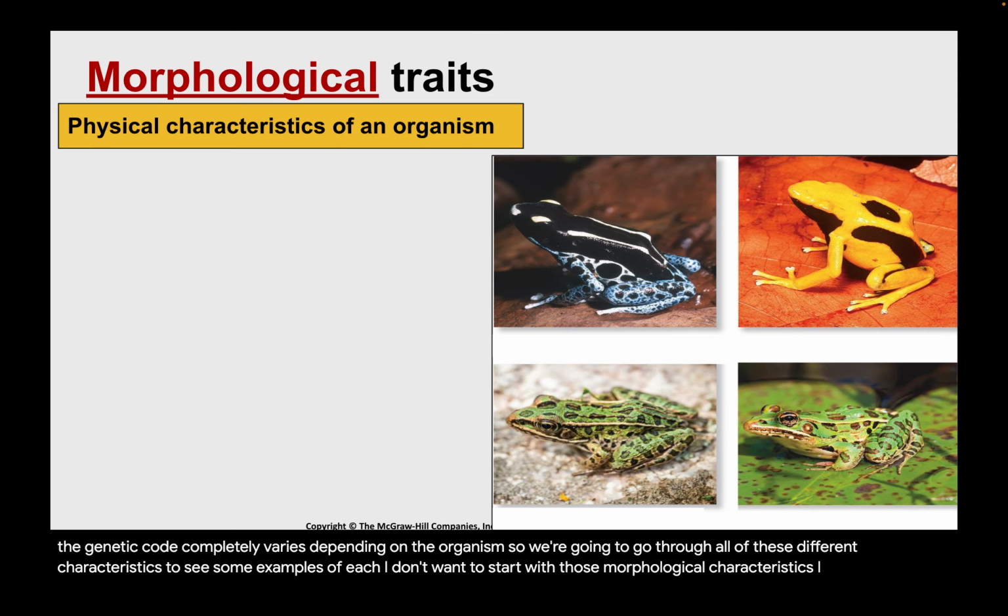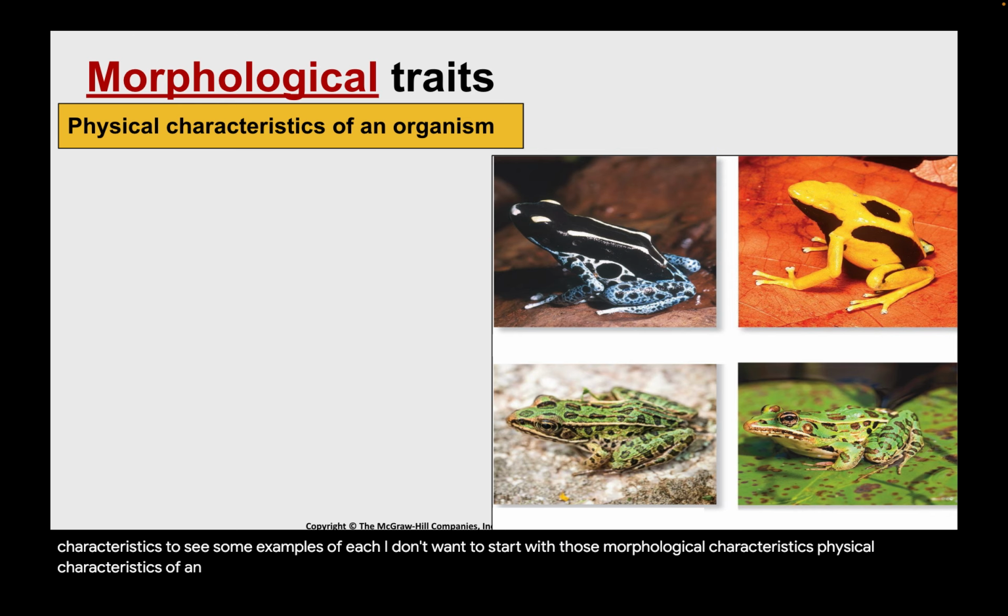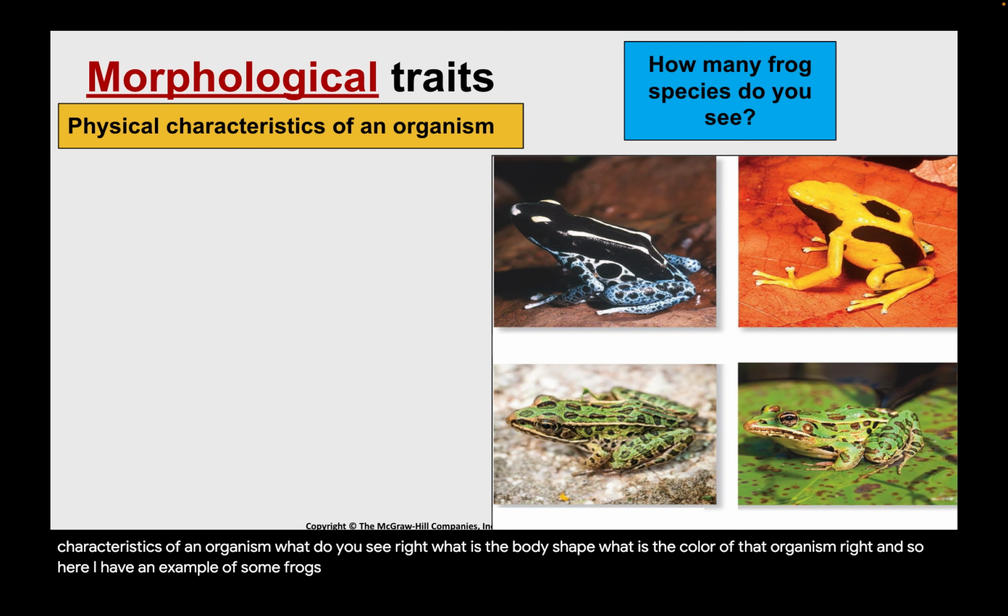So that's the physical characteristics of an organism. What do you see? What is the body shape? What is the color of that organism? And here I have an example of some frogs. I want you to tell me, with a show of fingers, 1 through 4, how many species do you see?